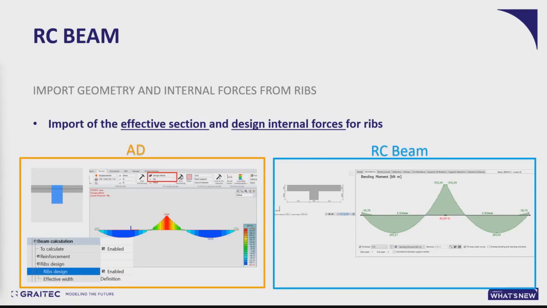With the new version, when a rib beam is exported from advanced design to the RCB module, instead of a rectangular beam section, the equivalent monolithic T-section is imported. Also, we import the equivalent integrated design internal forces, and not only pure finite element forces.